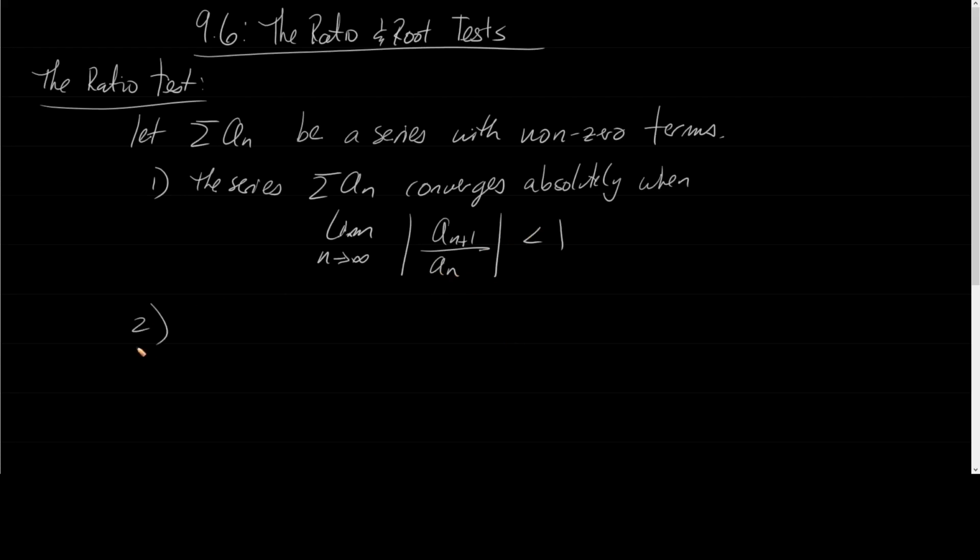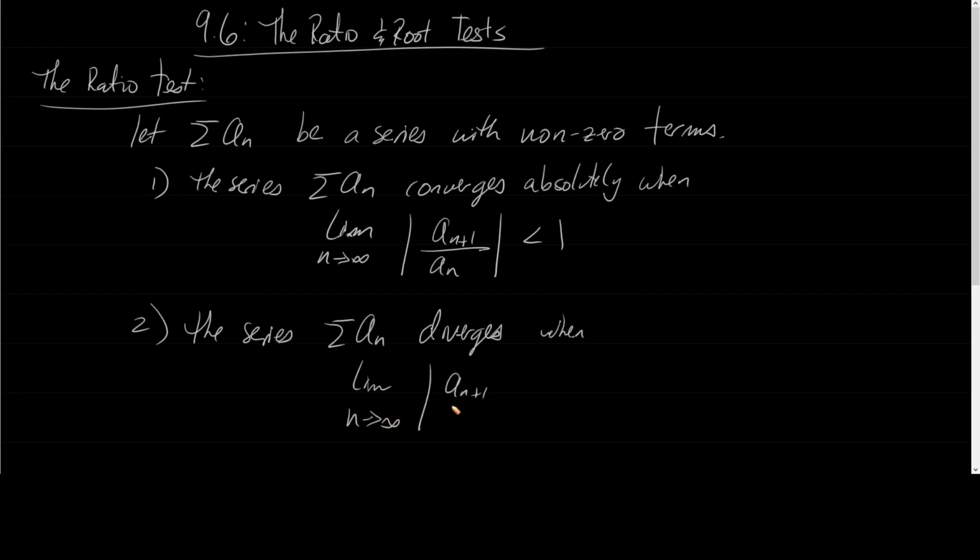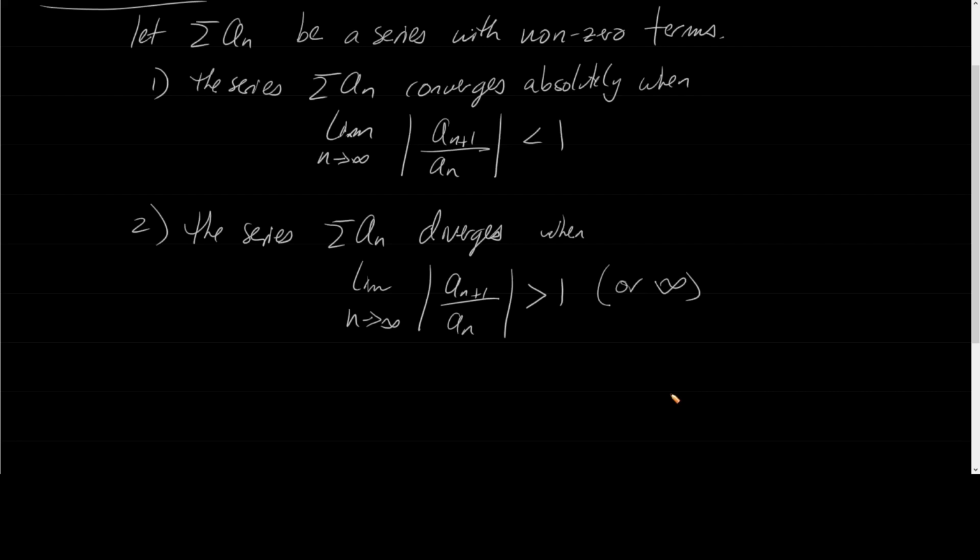And the next thing, the series diverges when the limit as n goes to infinity of the ratio of a sub n plus 1 over a sub n is greater than 1. And here I'll put in parentheses or infinity, right? So that's when it converges and diverges.